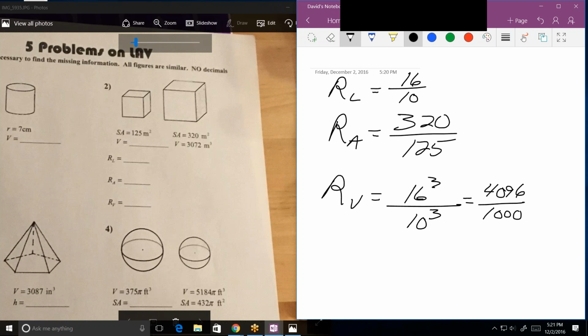Notice something else: our linear ratio was 16 to 10, which wasn't even 2 to 1. Our area ratio was more than 2 to 1, but not quite 3 to 1. But by the time you get up to the volume ratio, we're at 4 to 1. So these things don't stay the same. In other words, when you have a linear ratio of 2 to 1, the area ratio is 4 to 1, and the volume ratio is 8 to 1.